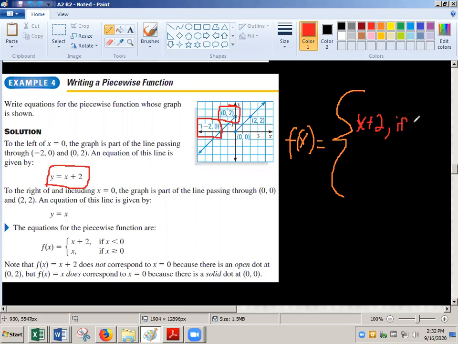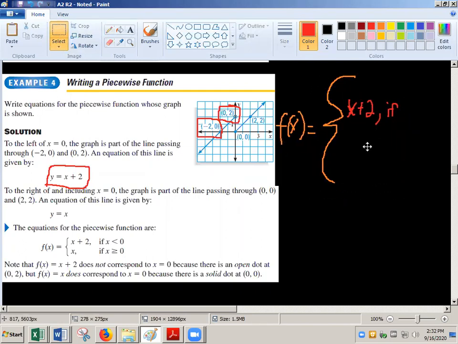Oops, I don't know if I'm going to run out of space here. I'm going to try and scoot things over just a smidge. So if my x value here is going to be greater than -infinity, but less than 0. So here I'm going to say x is less than 0. Now again, it's not less than or equal to because this is an open circle right there.